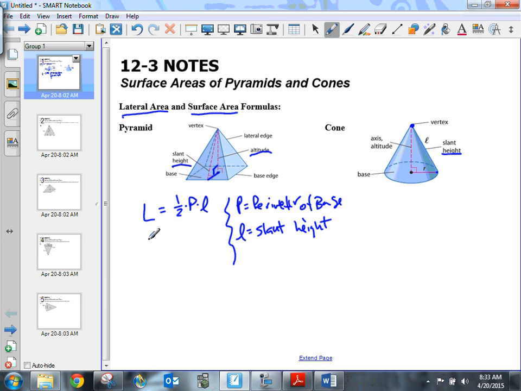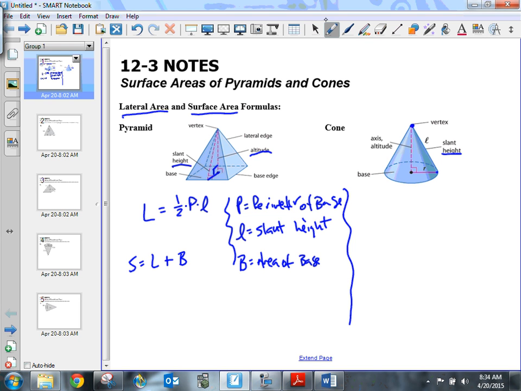And then if I wanted to find my surface area, then I would take the lateral area, which we've calculated here, plus the area of the base, B. So B is the area of the base, okay? So those are our formulas. As long as we can understand those and find those values, we just plug it in and evaluate, okay?